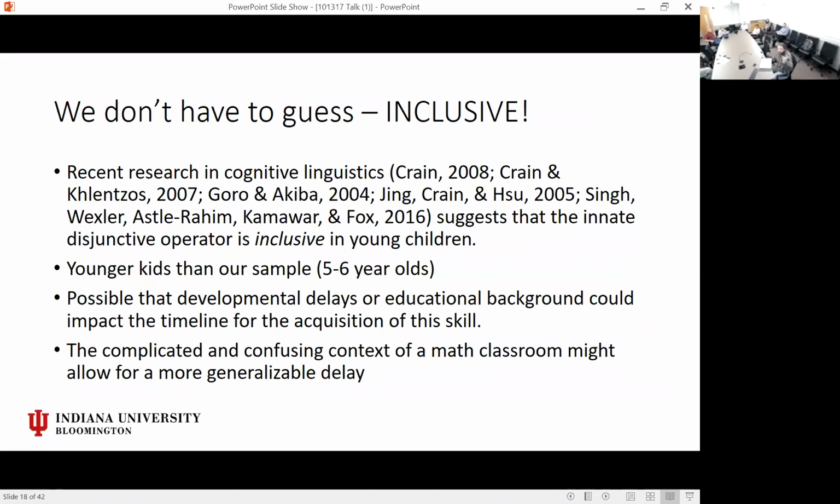There are some limitations to applying this finding to our results because the kids that they used in their study were younger than ours. They were 5 and 6 years old. But that being said, it seems possible that developmental delays might occur for some students where this acquisition of disjunction is delayed for some reason, or educational background, or just like being in a complicated and confusing context like a math classroom. It seems possible that that interpretation of or being exclusive is not automatic for some kids.